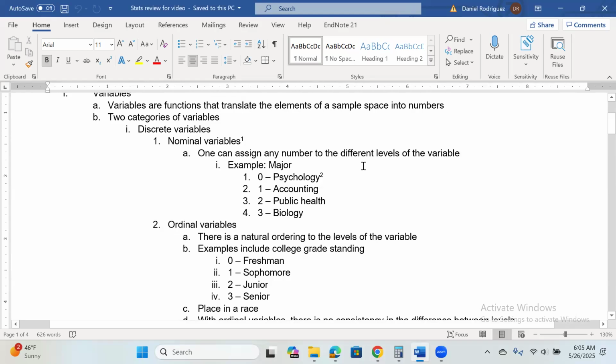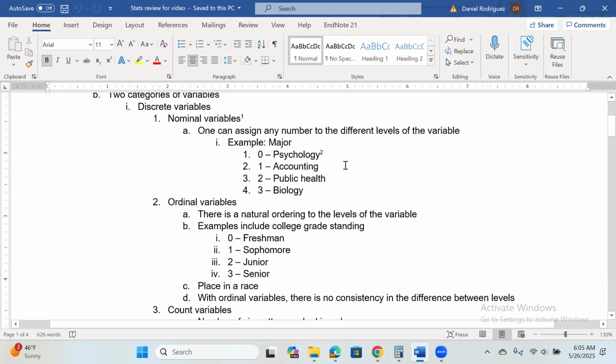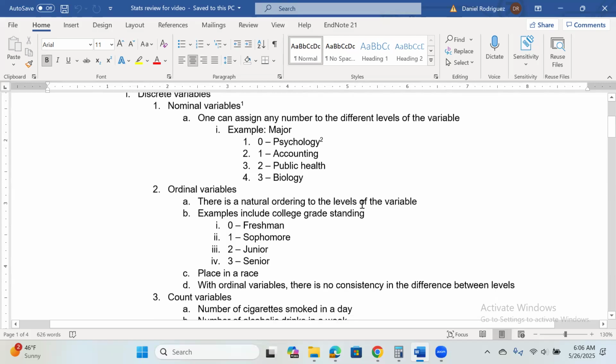And so here's an example of a nominal variable. In a sense, there's really no logic behind the choice of number associated with the level. There's no natural ordering or anything like that, like psychology, accounting, public health, and biology. You can assign a zero to any of them, one to any of them. You can use any number you want, actually, but I usually like to start with zero for the most popular category. And again, it can be very arbitrary.